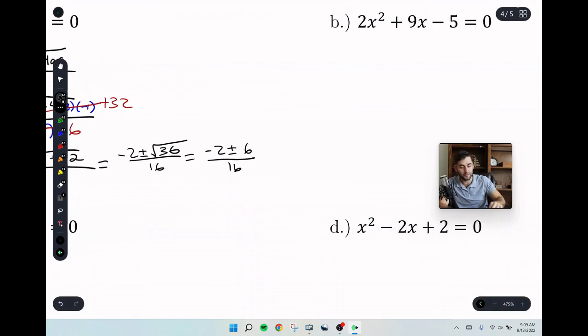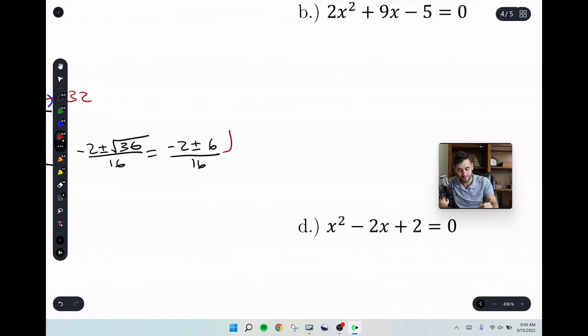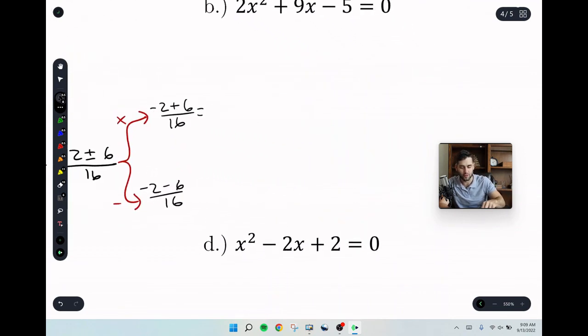So now here's where we're going to break this into two equations, because we want to get two different solutions. One of these is going to be the plus side, and one's going to be the minus side. So we got negative 2 plus 6 over 16, and negative 2 minus 6 over 16, which is going to give us 4 over 16, which is 1/4, and negative 8 over 16, which is negative 1/2.